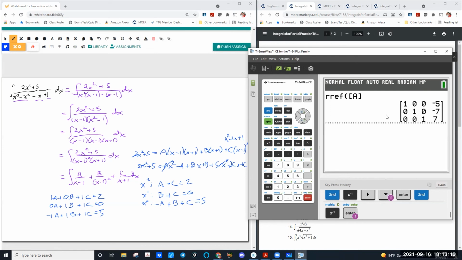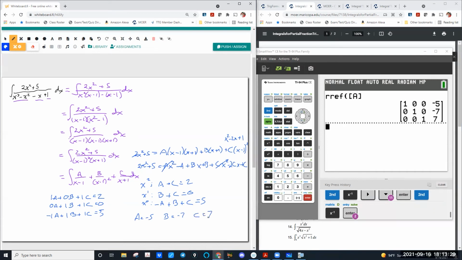This guy, because it's in the first column, remember first column was A, second column was B, third column was C. That's my solutions. A equals -5, B equals -7, C equals 7. We'll plug those back in, and then we'll do our antiderivative piece by piece.